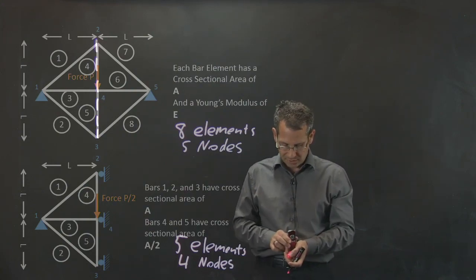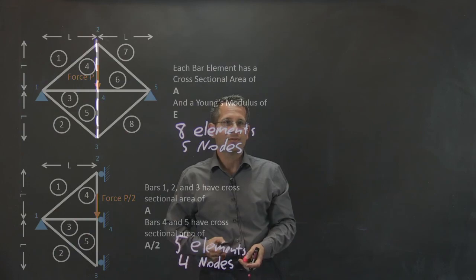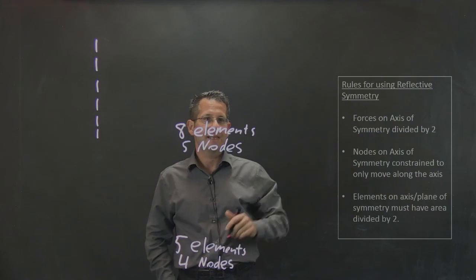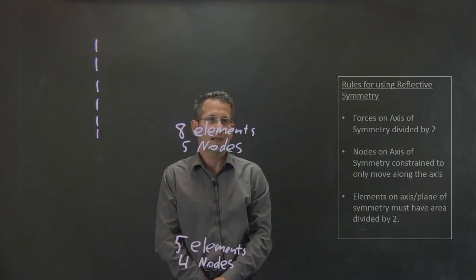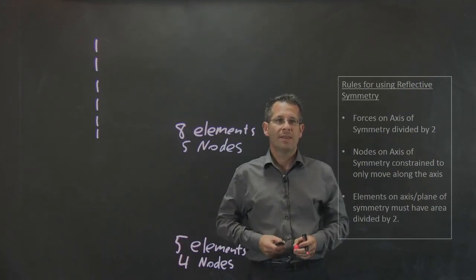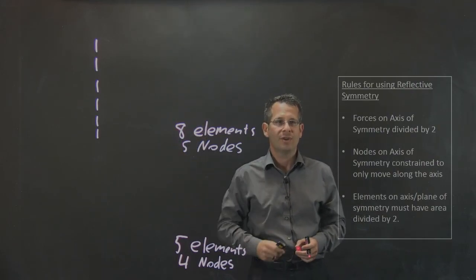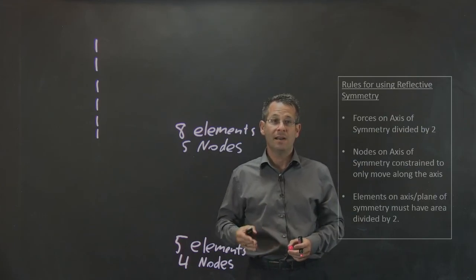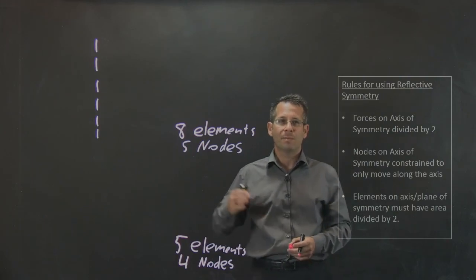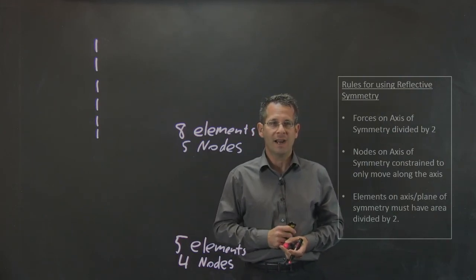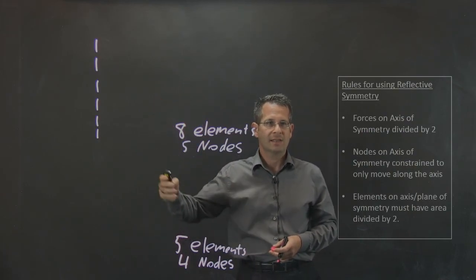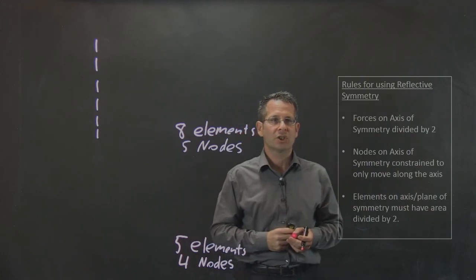You need to follow the 3 simple rules. The forces on the axis of symmetry must be divided by 2. Now again, this is only for the forces that are acting along the axis of symmetry. If you have another force applied at a different node, then that node is not on the axis of symmetry. Even if it's parallel to the axis of symmetry, you do not need to divide that force by 2. Only the forces that are acting along the axis of symmetry, you would divide those forces' strength by 2.